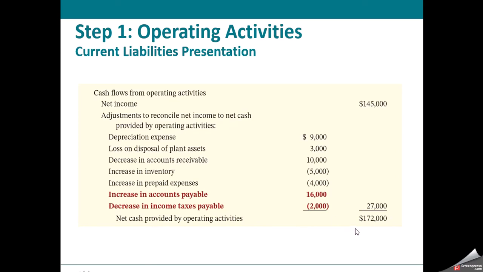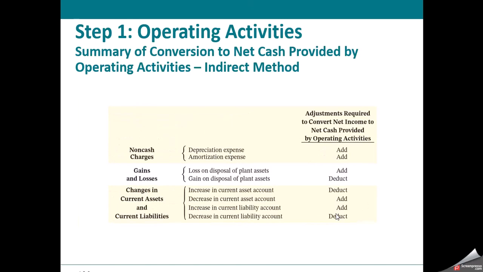So now we have our total operating activities. We had our net income, add back our non-cash expenses, add back our losses or subtract out our gains, and then go through all of our changes in current assets and our current liabilities.